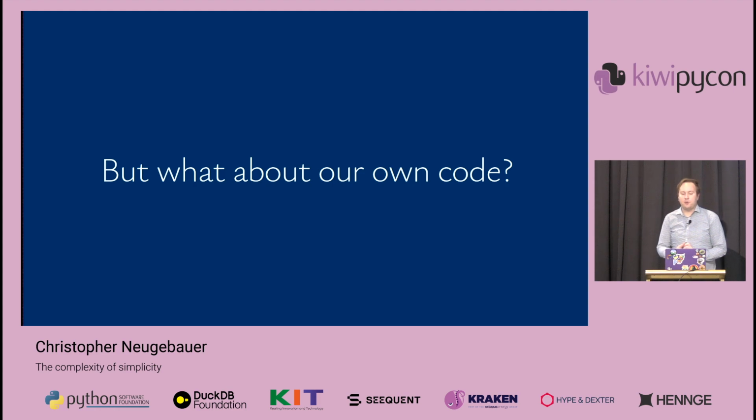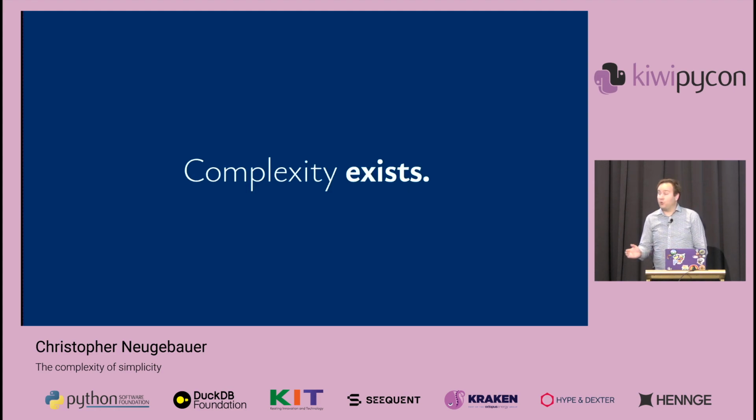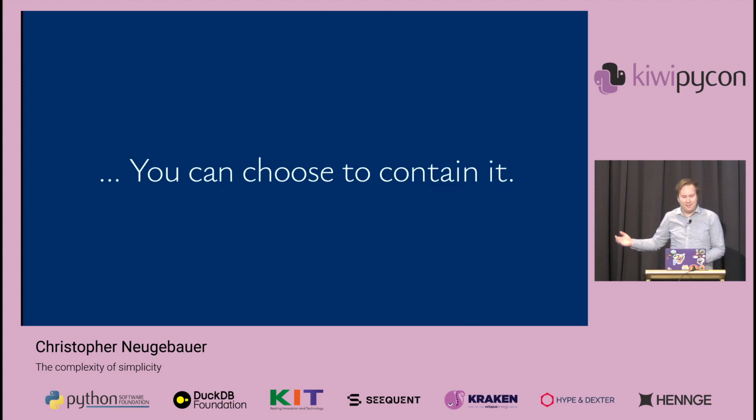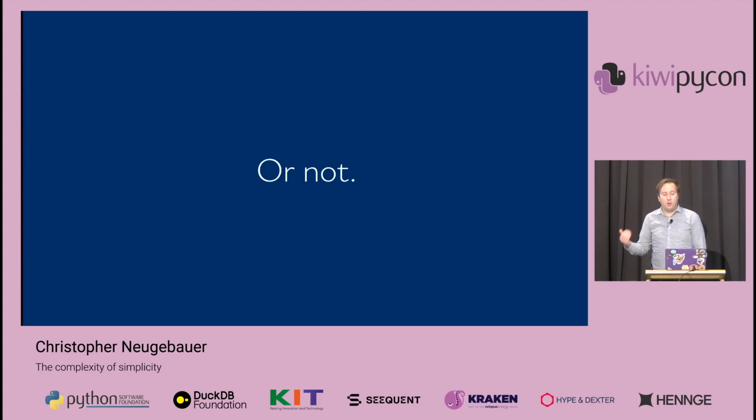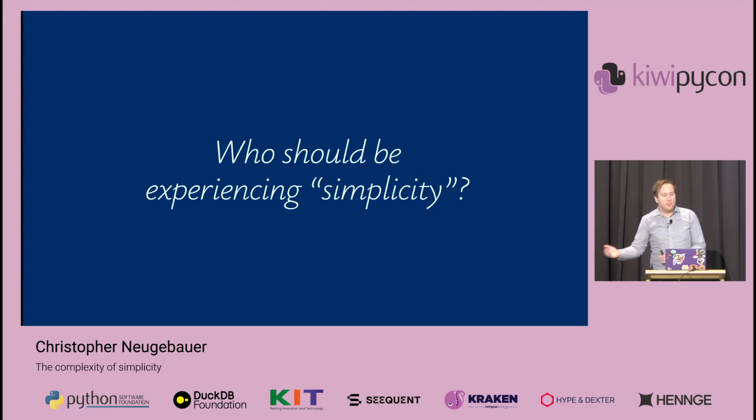But what I haven't spoken about is code that we write ourselves, which brings me to what I said at the top of the talk, that complexity exists. It would be much better if it didn't, but our job here as programmers is to model complexity. You can choose to contain complexity, or you can choose not to do that. And what I hope I've conveyed today is that we should be thinking about who should be experiencing simplicity and who should be experiencing complexity.